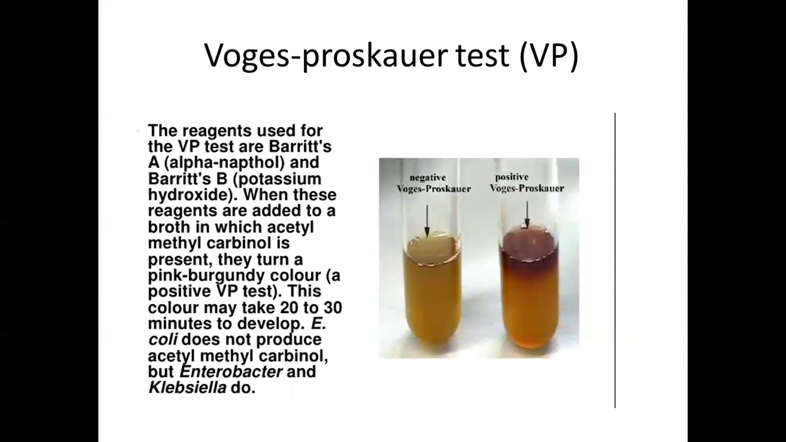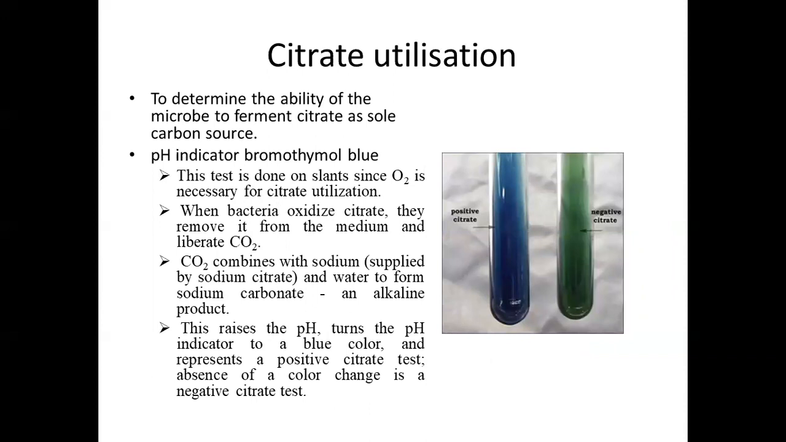Then the Voges-Proskauer test, VP. The reagents used for the VP test are Barritt's A, alpha naphthol, and Barritt's B, potassium hydroxide. When these reagents are added to a broth in which acetyl methyl carbinol is present, they turn a pink burgundy color. This indicates positive. The color may take 20 to 30 minutes to develop. E. coli does not produce acetyl methyl carbinol. So these are some of the chemical reagent tests.